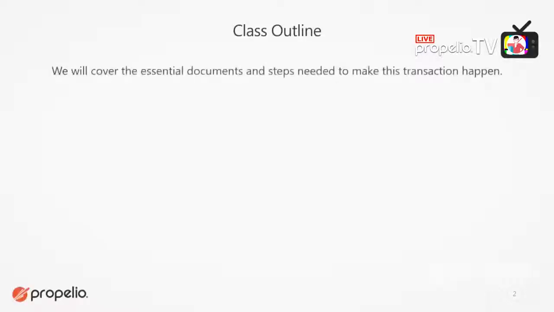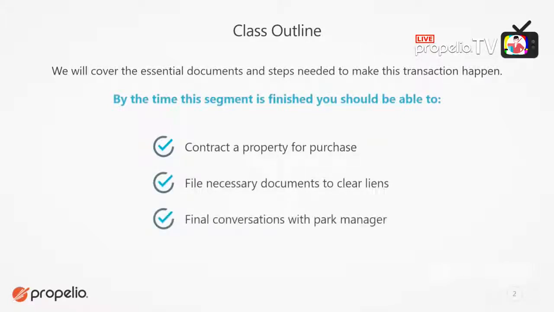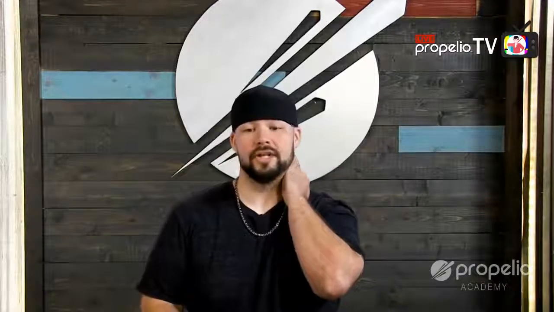So with this specific class on the settlement procedures, you should be able to figure out how to contract a property for purchase, file the necessary documents to clear any liens, as well as final conversations with the park manager and your final application for title. So that's what we're going to be discussing in this particular class, and we'll just move straight into it.